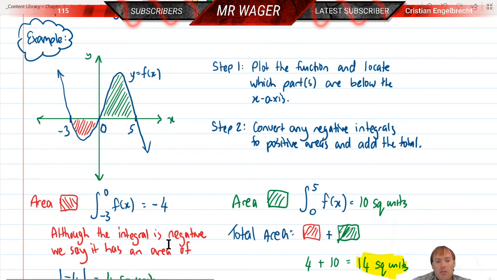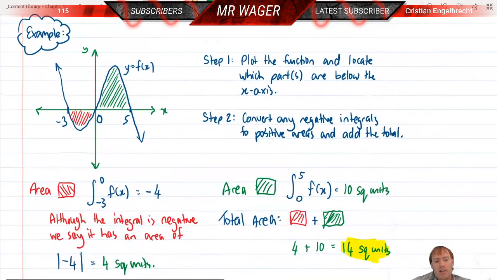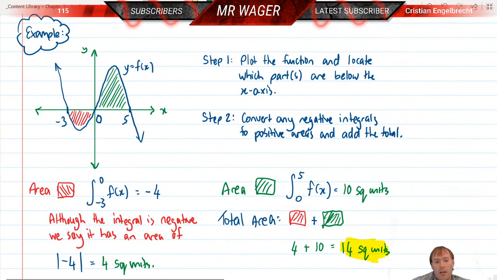So although the integral is negative, we say that the area for that section is actually the absolute value of -4. Remember, absolute value is in essence how far away that number is from the origin on the number line. So if you think of the absolute value of -3, it's 3 units away, so that would be 3. So the absolute value of -4 is 4 units, or 4 square units, because we're dealing with area. Okay, so that's where the units come into play today as well.